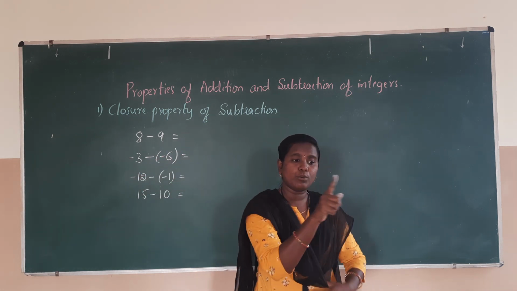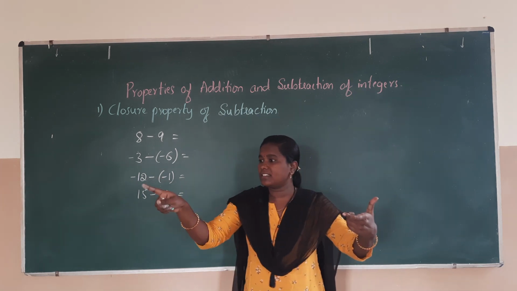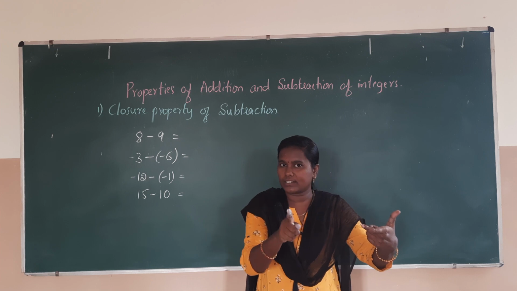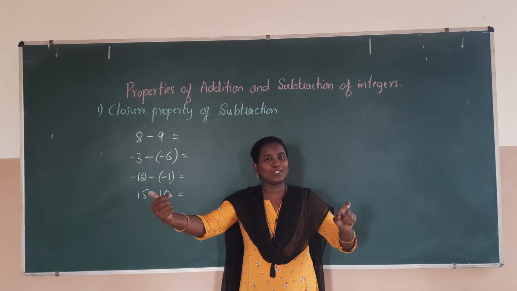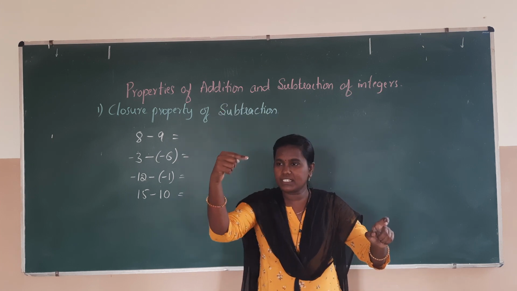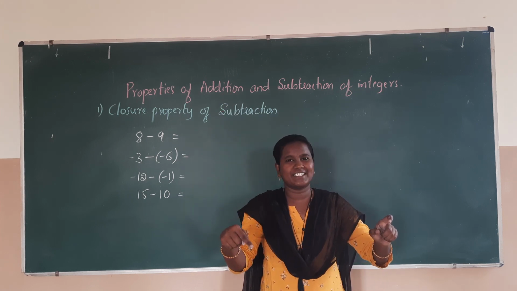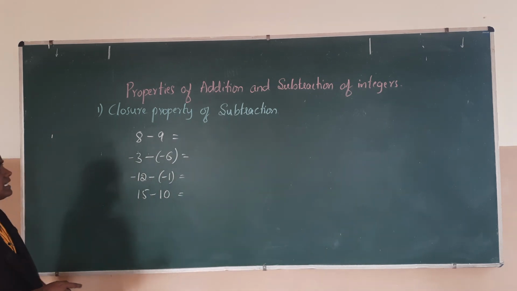If you multiply the numbers, the answer you are going to get is the product. If you divide the numbers, the answer you are going to get is the quotient. Sum, difference, product, quotient. Then, what is 8 minus 9?